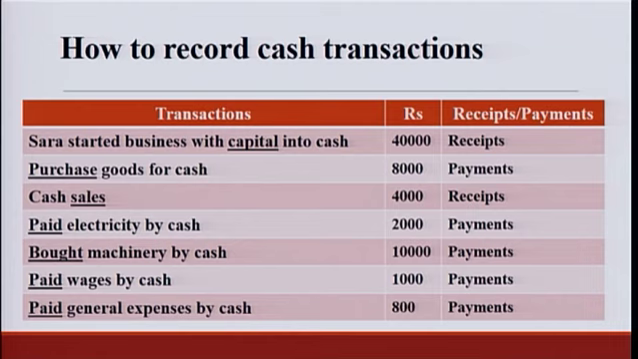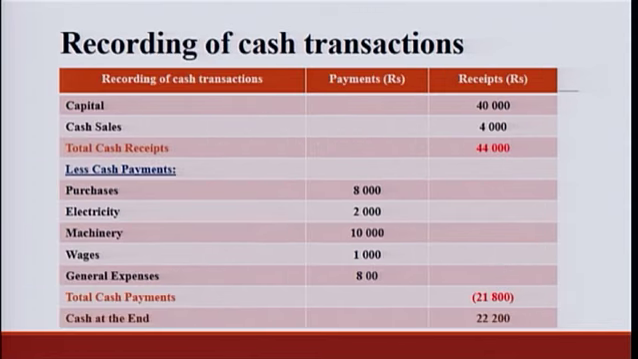Bought machinery by cash 10,000 rupees. This is a payment. Paid wages by cash 1,000 rupees. This is a payment. And paid general expenses by cash 800 rupees. This is a payment. Remember, you should be able to differentiate between cash receipts and cash payments.